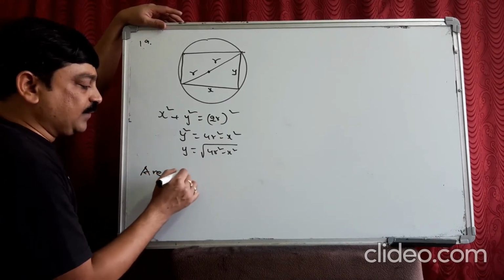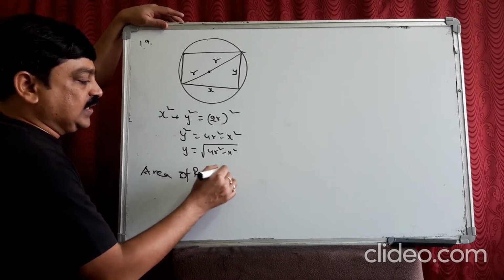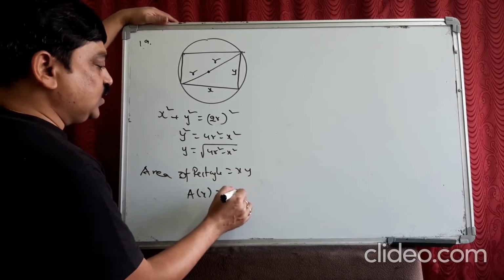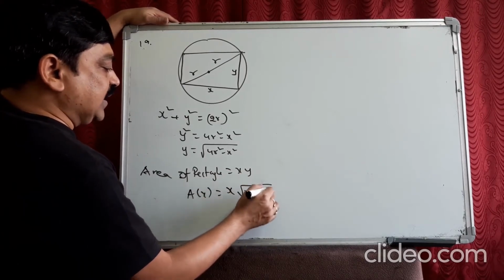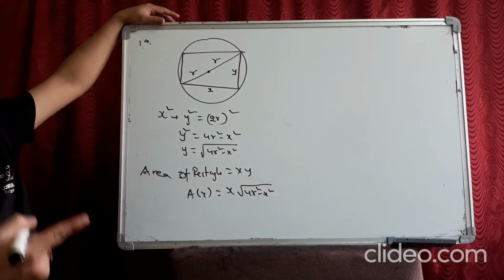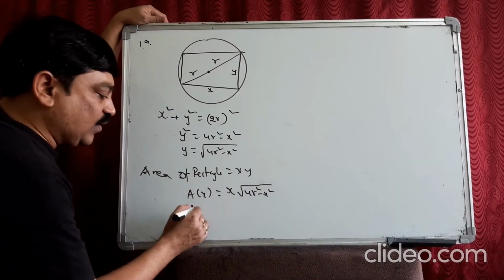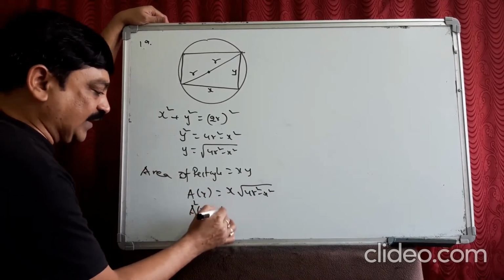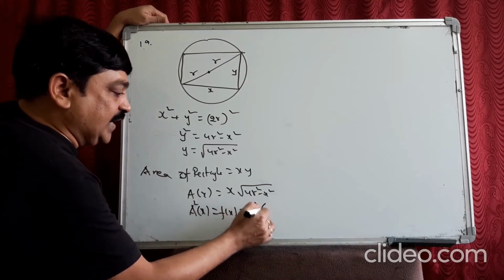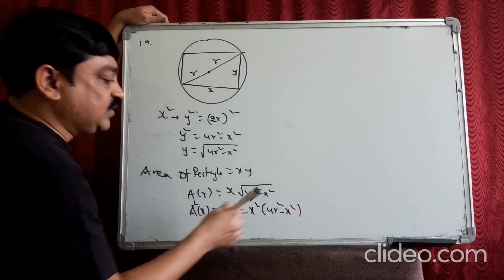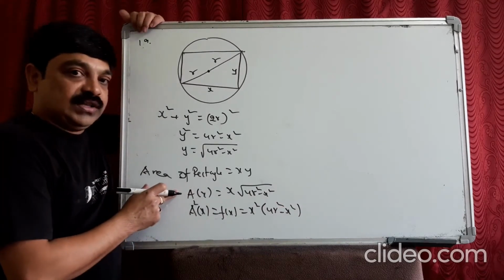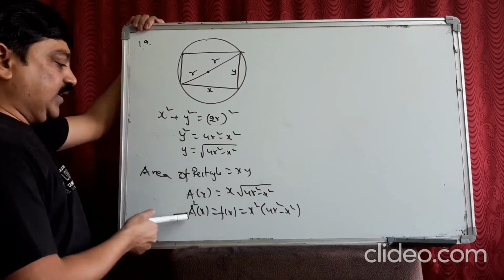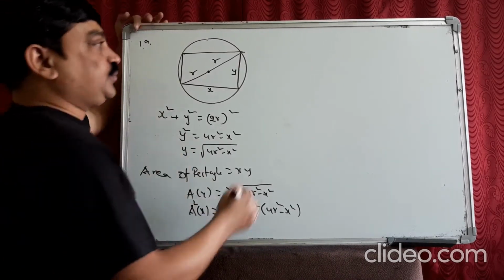Now I consider area and I take maximum area. Area of a rectangle is x into y. So I take A of x because it is area: x into root of 4r square minus x square. For the sake of convenience, I take the square of this, A of x squared, as f of x, then it will be easy for us to simplify. I suggest whenever you find some square roots in the question, you just take the square of that, it will be easy for you to calculate. So I take A square of x, so f of x is this.